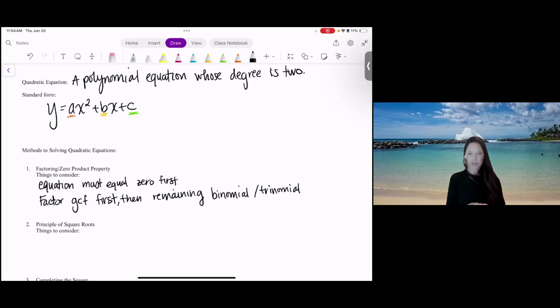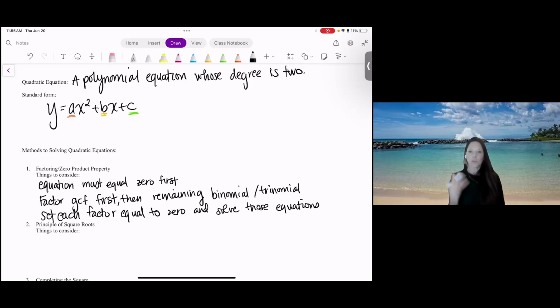When you're factoring, you're going to have an x squared term and an x term. If you only have an x squared term, you don't want to factor. You want to use the principle of square roots. If you only have an x term, then you're not dealing with a quadratic, that's linear. I recommend you factor the GCF first, and then you factor the remaining binomial or trinomial. Then once you do that, you set each of those factors equal to 0 and solve. Your result is then the solutions to the quadratic. The quadratic with the power of 2 has at most 2 solutions, 2 real solutions.